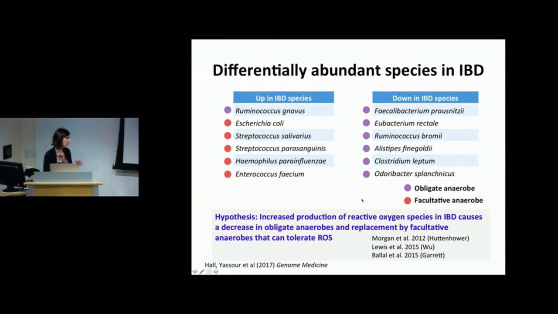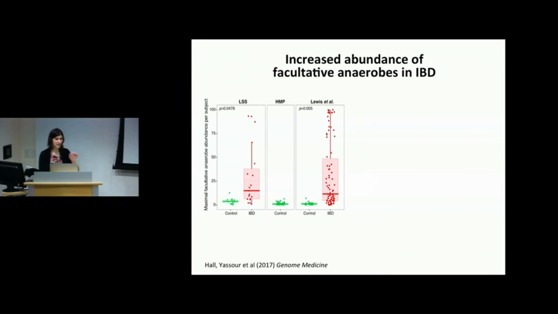And so the hypothesis that we reached, and this was based on our study as well as others that had been previously done, was that an increased production of reactive oxygen species during inflammation in IBD may be contributing to the decrease of the obligate anaerobes and the replacement by these facultative anaerobes that could tolerate the reactive oxygen species better. And so what Brantley did, he manually curated a list of all of the species that were present in the samples, and was able to assign them either facultative anaerobe, strict anaerobe, et cetera. This is a non-trivial thing. It's actually very hard to compile all of those data, because a lot of it has to be based on experimental work that's been done.